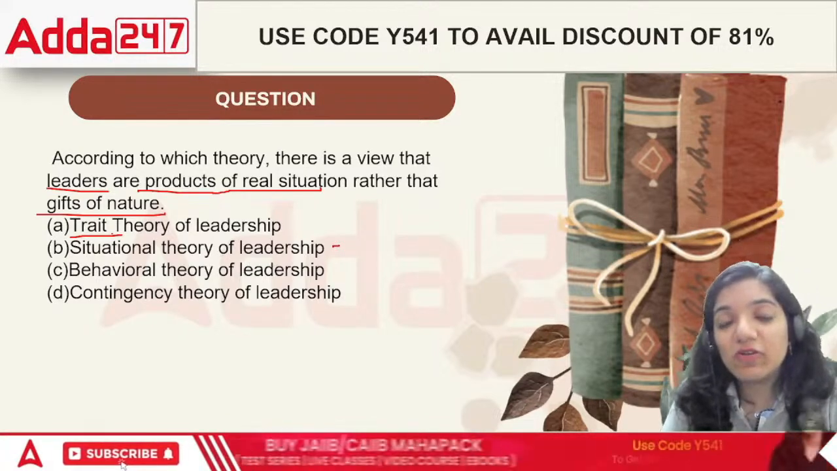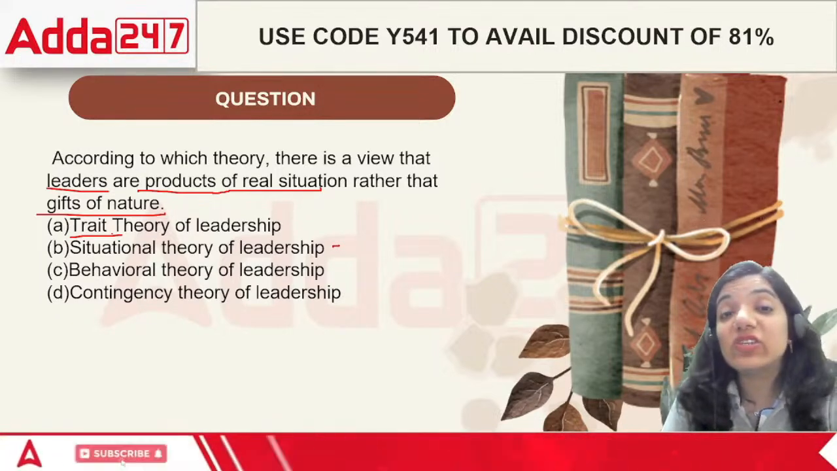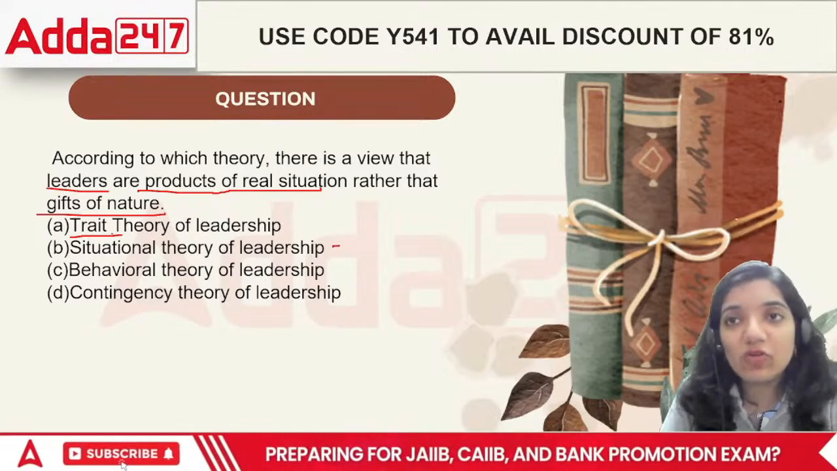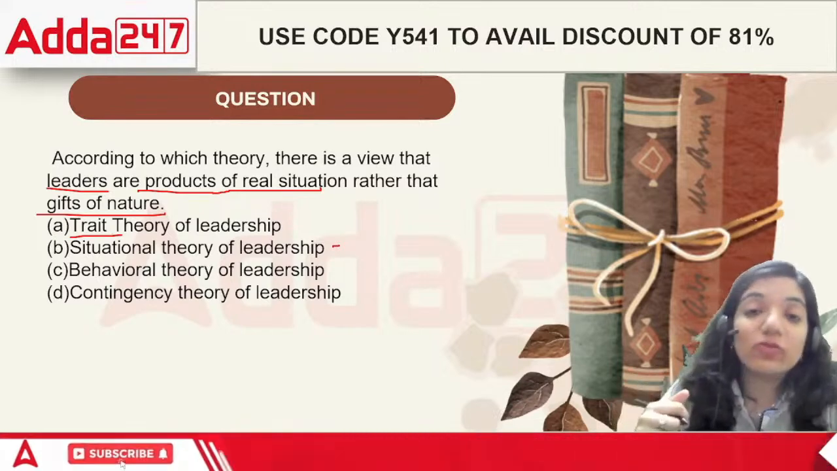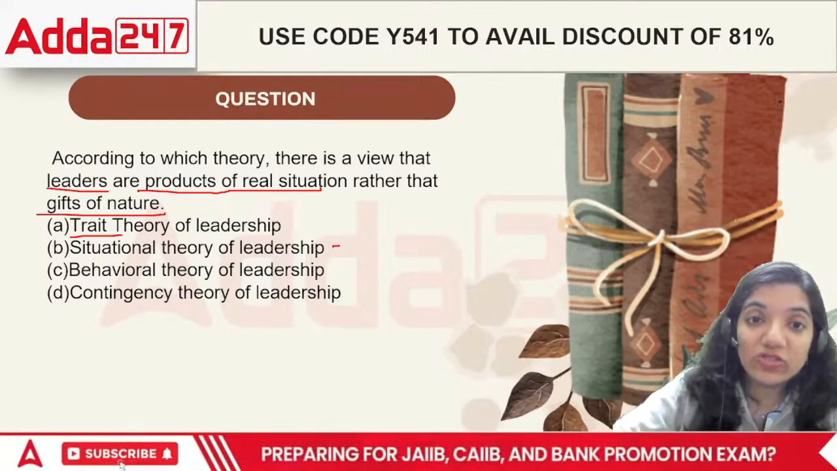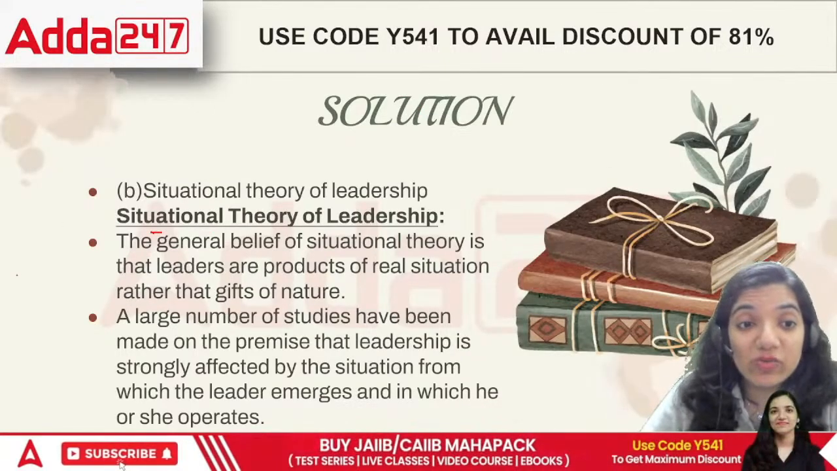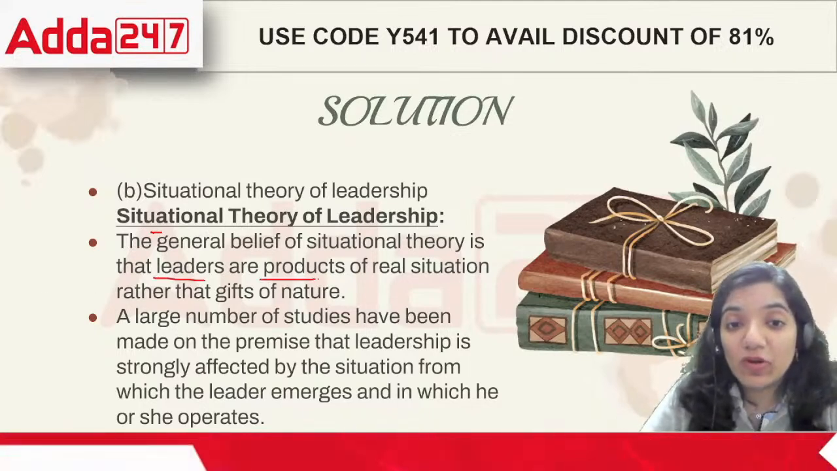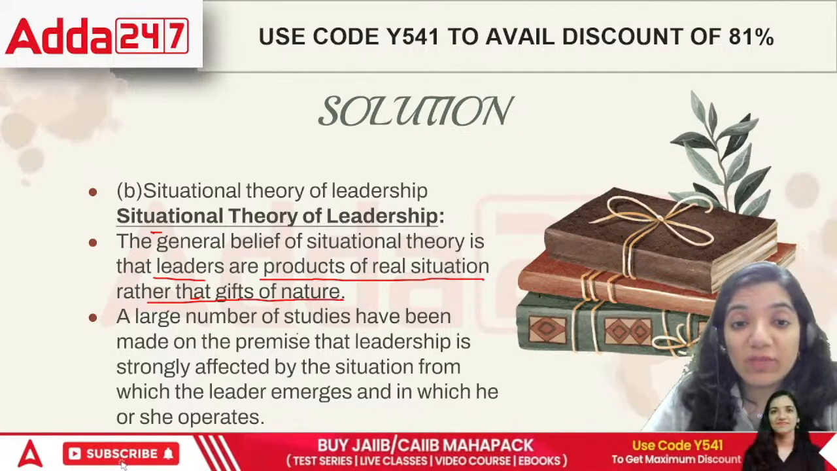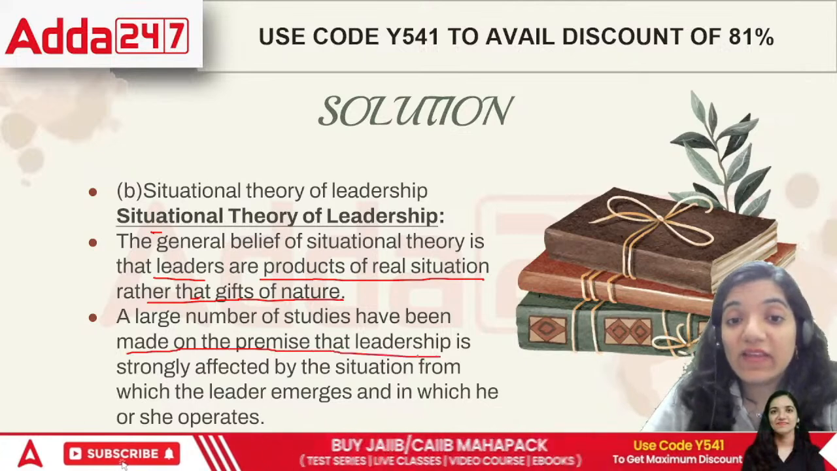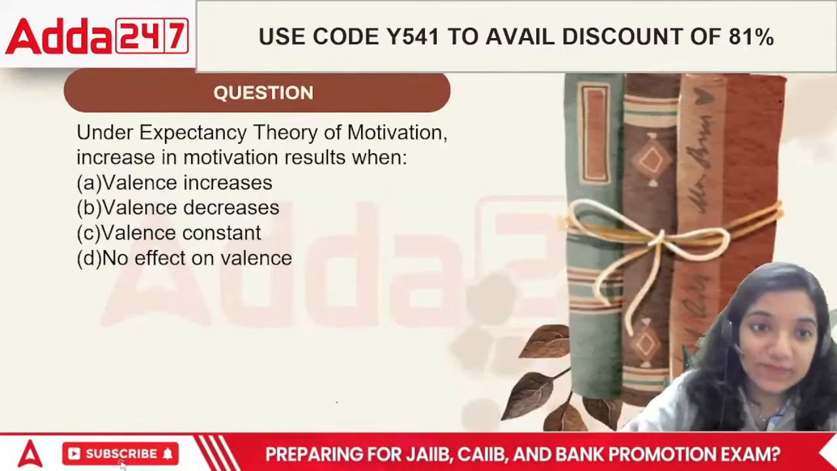Next is behavioral theory of leadership. It's all about the behaviors that are supposed to be there in terms of a leader. And then is contingency theory. Contingency theory means you never know how you will see in terms of the future. So the uncertainty brings out the best of that particular leader there. So in this case, the correct answer is situational theory of leadership. The general belief is that the situational theory is that leaders are the products of real situation rather than the gifts of nature. Right? A large number of studies have been made on the premise that leadership is strongly affected by the situations from which the leader emerges.